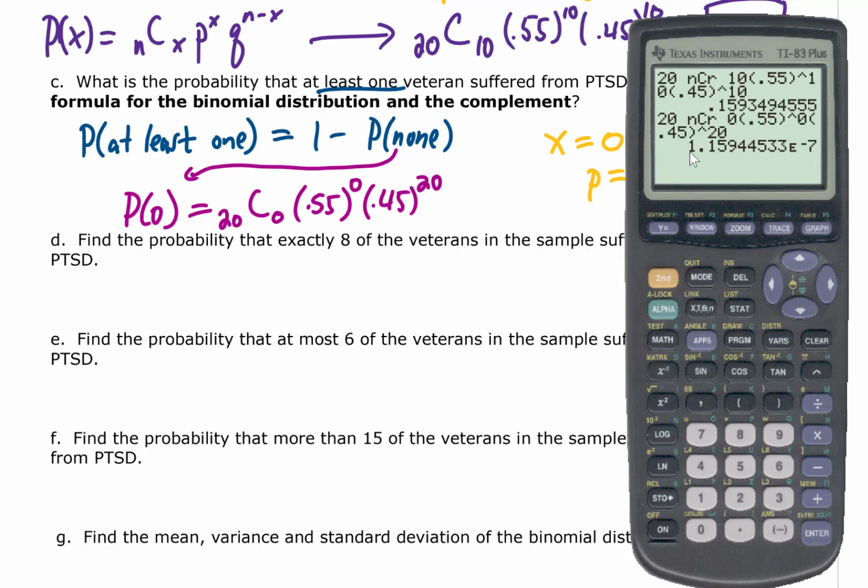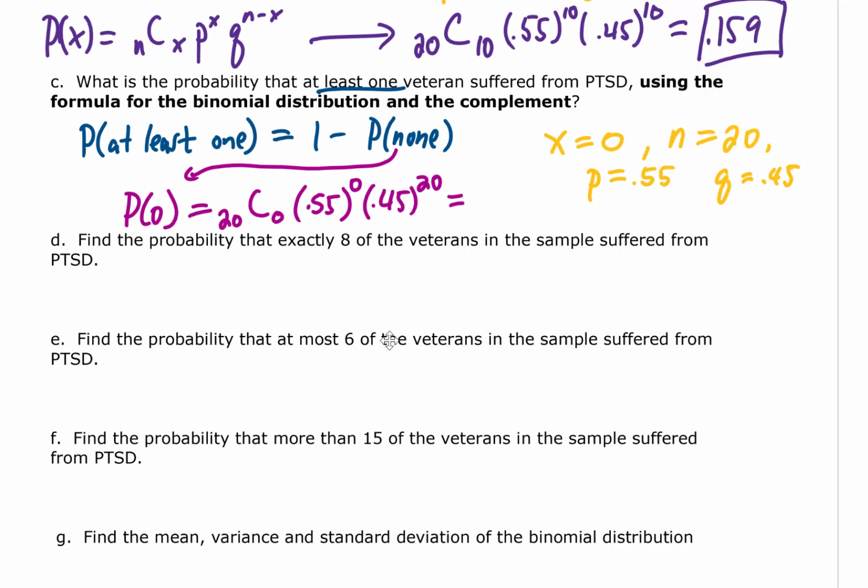Again, this means we're going to take this number here, and we're going to move the decimal place to the left 7 spaces. That's going to give us 6 zeros before we get our first 1. So what that means for our problem over here is that essentially the probability of none of these veterans having PTSD is basically 0. Meaning that to answer this question, the probability that at least one veteran is suffering from PTSD is essentially 100%, or 1.